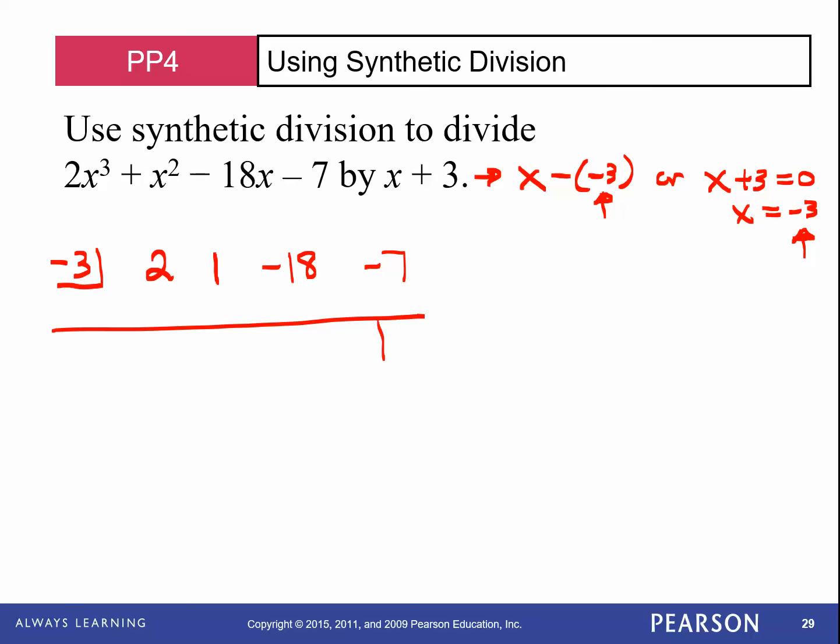That down, move across here, put a little border line for our remainder here. Cool, and then let's go for it here. So adding down, 2 times -3 is a -6, -6 plus 1 is a -5, -5 times -3 is 15, -18 plus 15 is a -3, and -3 times -3 is a +9, and then adding down gets you a 2.